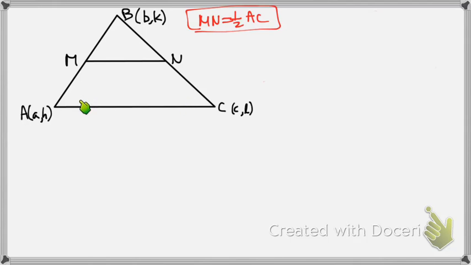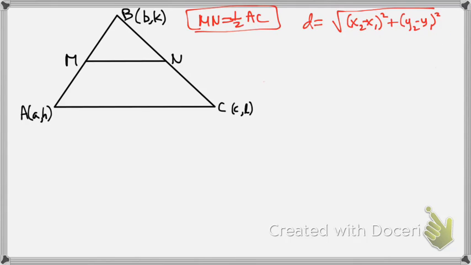Okay. So again, we're going to use the coordinates (A, H), (B, K), and (C, L). Now, to show that MN, the mid-segment, is 1/2 the length of AC, we need to use the distance formula, right? Because we're on a coordinate plane. So just a reminder, distance equals the square root of (x2 minus x1) squared plus (y2 minus y1) squared. It really doesn't matter whether you use x2 or x1 first. Just subtract your x's, find the difference between them, and then square them. And then take your y's, find the difference between them, and square them. This is where the Pythagorean theorem comes from.